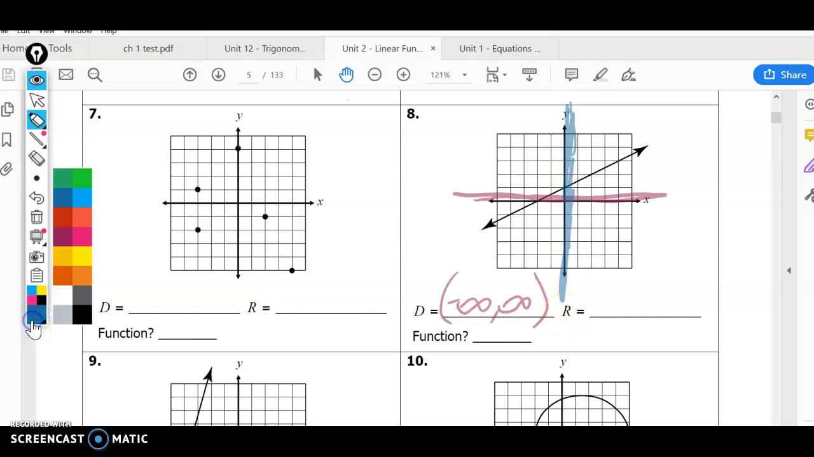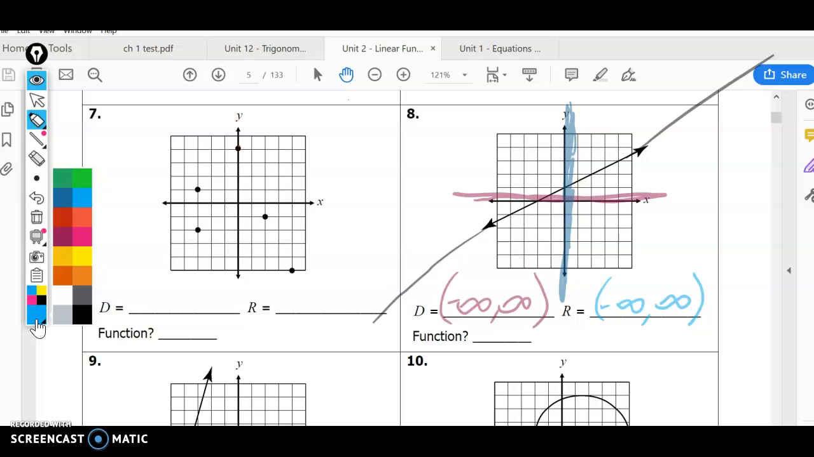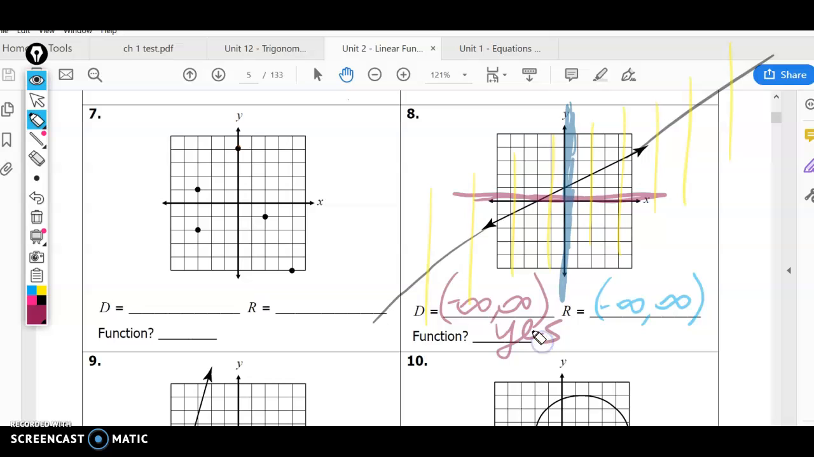So this graph here goes on forever in both directions. So technically it does go down forever and up forever along that blue y-axis. So your answer for the range is also negative infinity to positive infinity. It does pass the vertical line test because no matter how many vertical lines I draw, I'm only going to pass through the graph once. So it is a function.